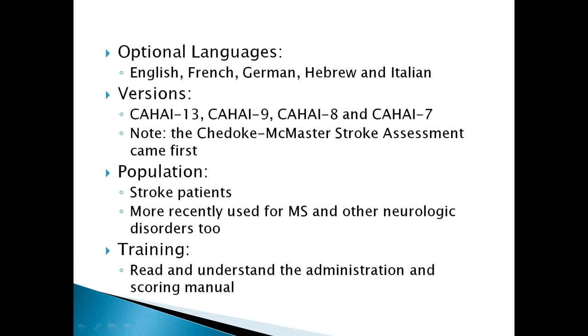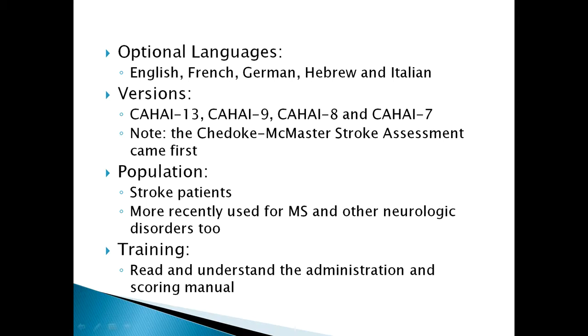The Chedoke can be found in English, French, German, Hebrew, and Italian. There are 4 different versions of this assessment: version 13, 9, 8, and 7. The difference between the versions is the number of items assessed in each. For example, version 13 has 13 items for the individual to complete, while version 7 only has 7 items for the individual to complete. Each version with more items than the one below increases in difficulty of the items added.